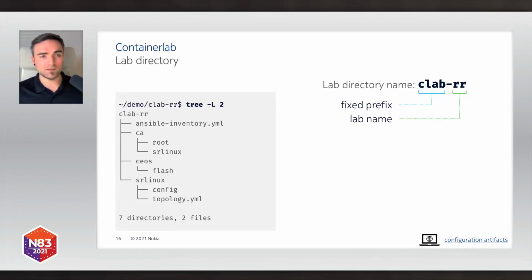The goal for this directory is to store all the artifacts that ContainerLab might use, or you might use as a user to keep some state when you work with a lab. So when you deploy the lab that has the 3 nodes that we just deployed recently, it will create a lab called clab-rr. Clab is a fixed prefix, and the rr is the lab name that you used in your topology. And inside this directory, you will have all the configurations that these nodes use.